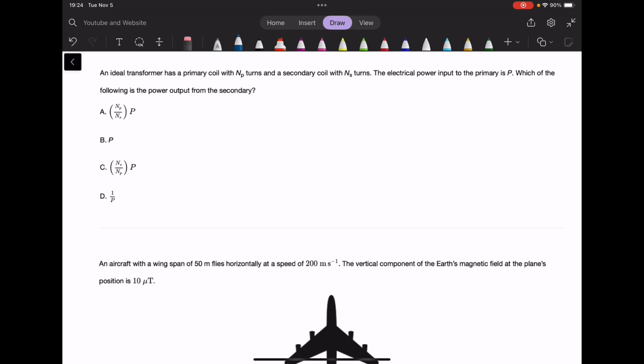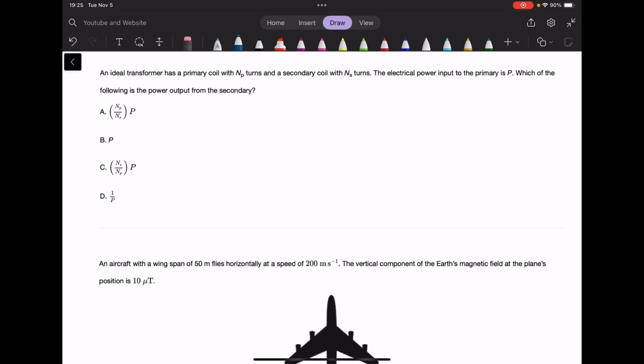An ideal transformer has a primary coil with N sub P turns and a secondary coil with N sub S turns. The electrical power input to the primary is P. Which of the following is the power output for the secondary?